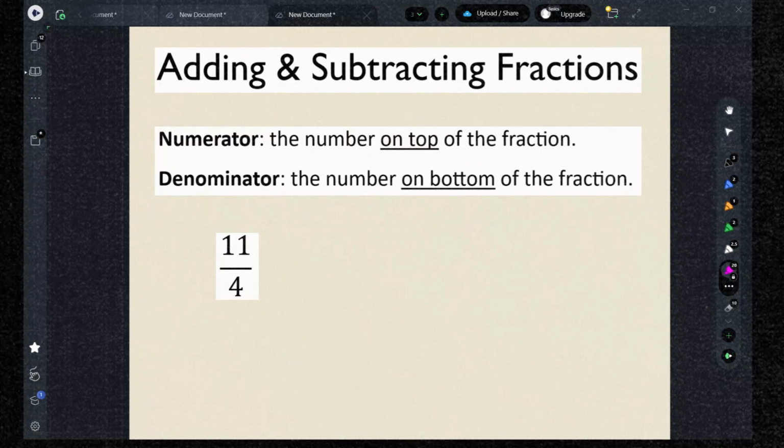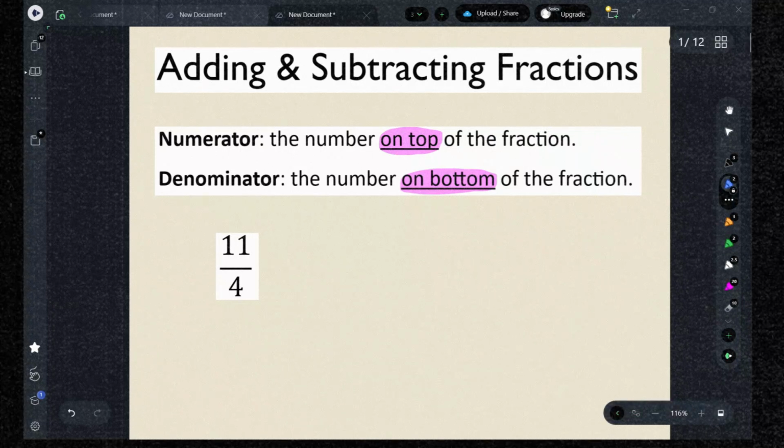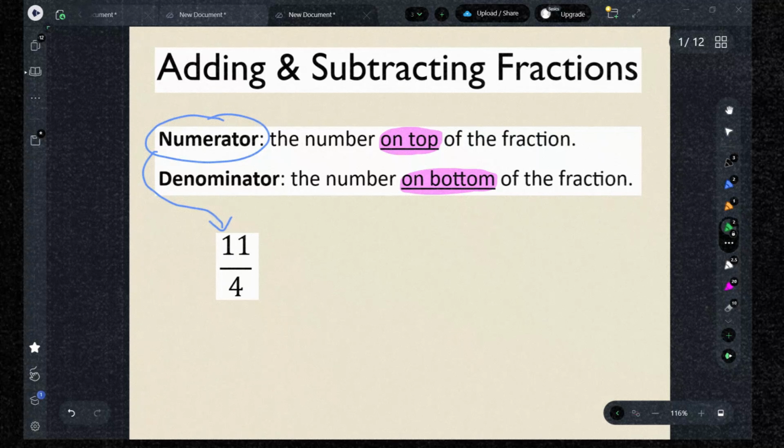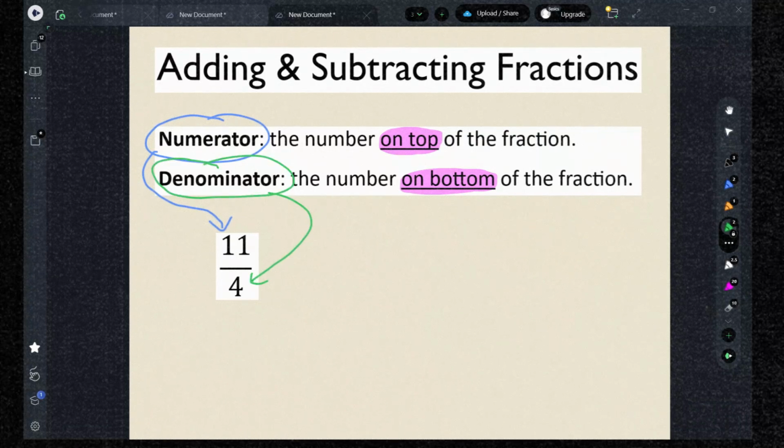The numerator is the number on top of the fraction, and the denominator is the number on the bottom of the fraction. Every fraction has both, because you have to have a value on the top and on the bottom. So in this example right here for this fraction, the numerator, number on top, is 11. And the denominator, number on the bottom, is 4.